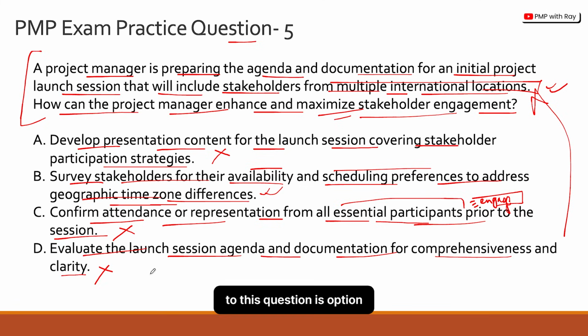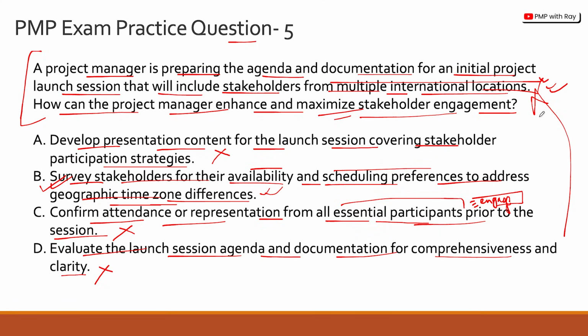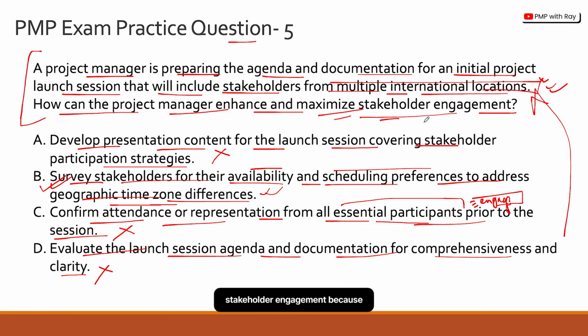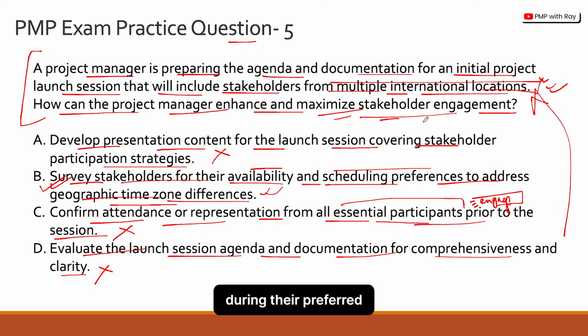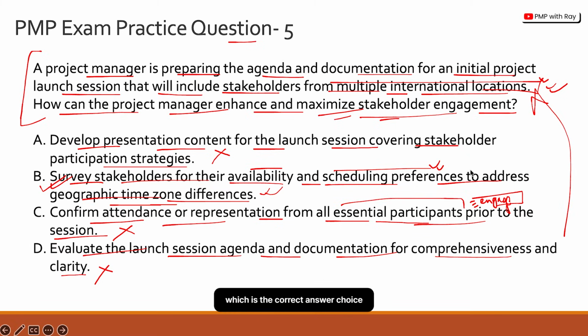Okay, and the correct answer to this question is option B, which is to survey the stakeholders for their availability and scheduling preferences to address the geographic time zones, because that is bound to take into account the multiple location issue as part of the question. And it is definitely maximizing stakeholder engagement, because if they are attending the event during their preferred slots and time zones or according to their scheduling preferences, it is assumed that they will participate. Okay, and after some point it is also beyond your hands as a project manager to ensure participation, but at least you can make the infrastructure conducive enough for the stakeholders to participate, and that is done by choosing option B, which is the correct answer choice to this question.